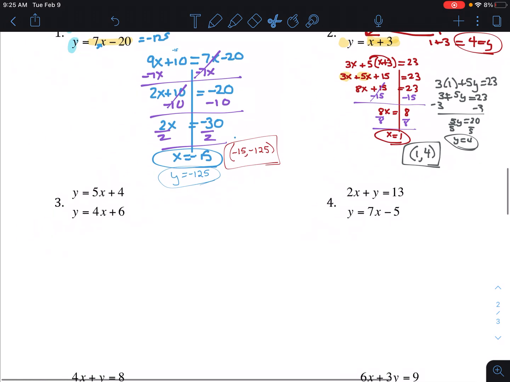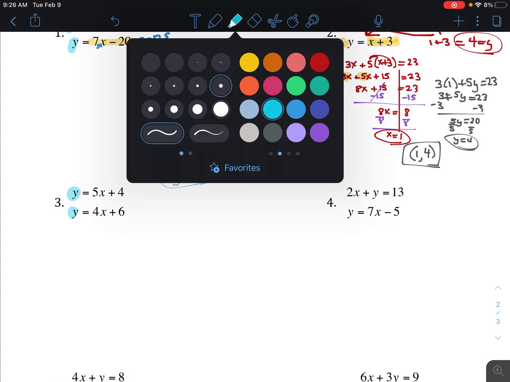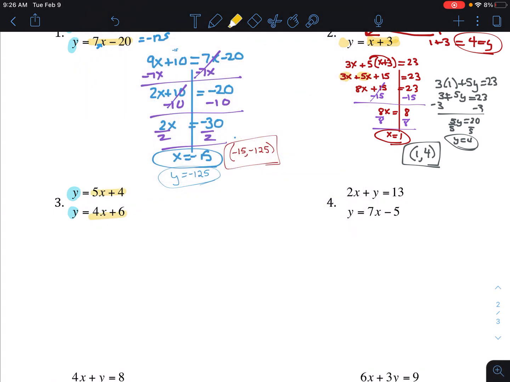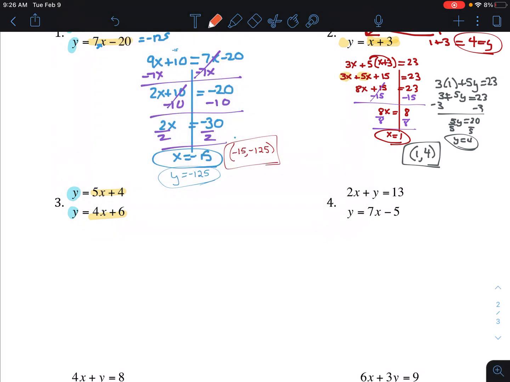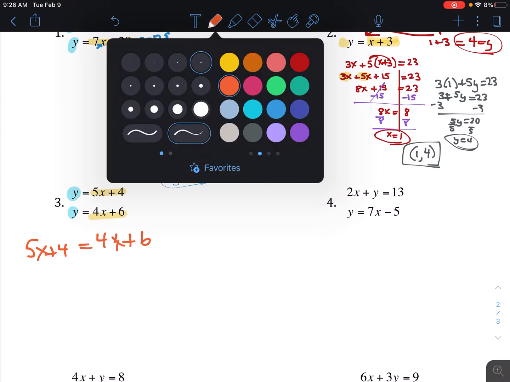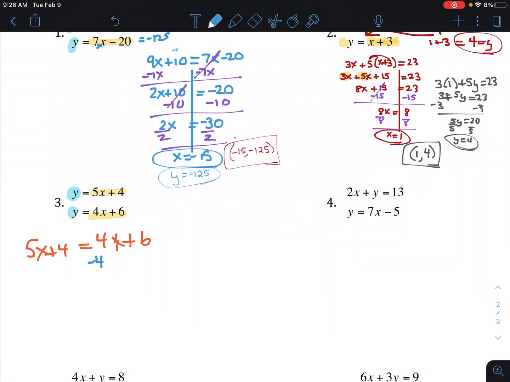Cool. All right, number 3. I am going to use the equal values method again for number 3 because they both are equal to the same values. And so I'm going to set 5x plus 4 equal to 4x plus 6 because they both equal y, so they must both equal each other. I'm going to subtract 4x from both sides, cancels them out, and I get 1x plus 4 equals 6.